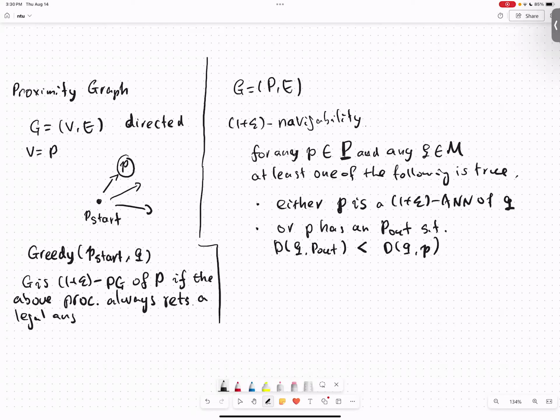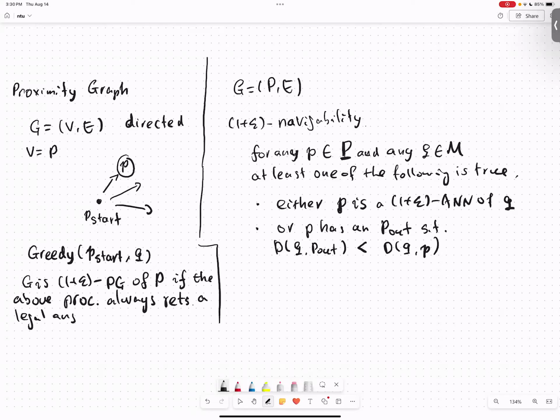But if this point is not a legal answer, then this point must have an out neighbor that gives me a strict improvement compared to the point itself. Okay. So if this is the case, you can imagine that the greedy algorithm is going to be able to continuously improve itself, right? If I start from this P, if I cannot terminate at this P, then I will have to find something that's strictly better.